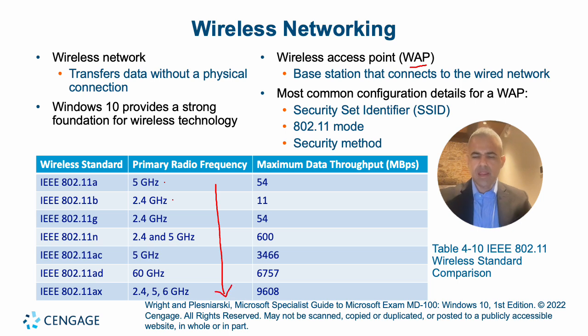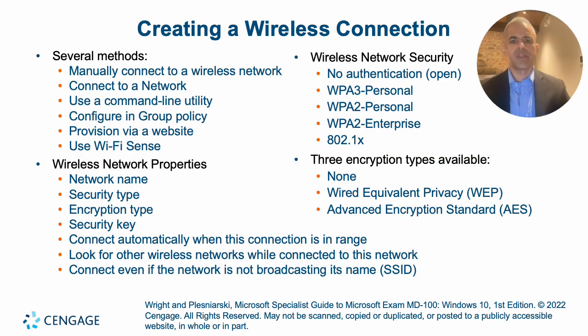The latest one is now 802.11ax. That gives you not only the 2.4 gigahertz band and 5 gigahertz band, but also the 6 gigahertz band, and you can transmit up to 9,000 megabits per second. Okay, that's a lot of space per second, a lot of bandwidth per second.